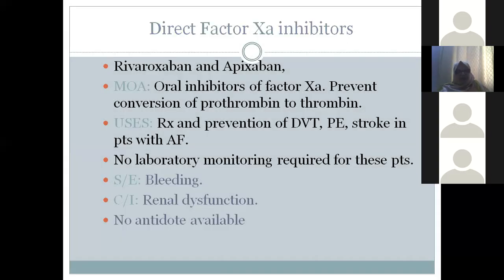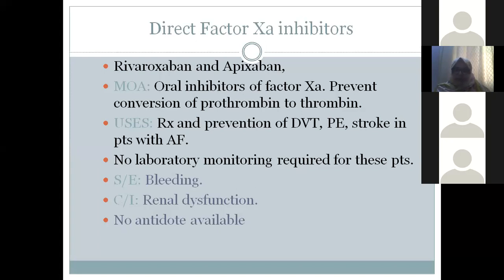Then you have direct factor 10A inhibitors: rivaroxaban and apixaban, which are newly discovered anticoagulant agents. Mechanism of action: oral inhibitors of factor 10A. Factor 10A is activated by both the intrinsic and extrinsic pathways, right? It prevents the conversion of prothrombin to thrombin. So factor 10A is important because it converts prothrombin to thrombin, which is a common pathway element for both the intrinsic and extrinsic pathway.